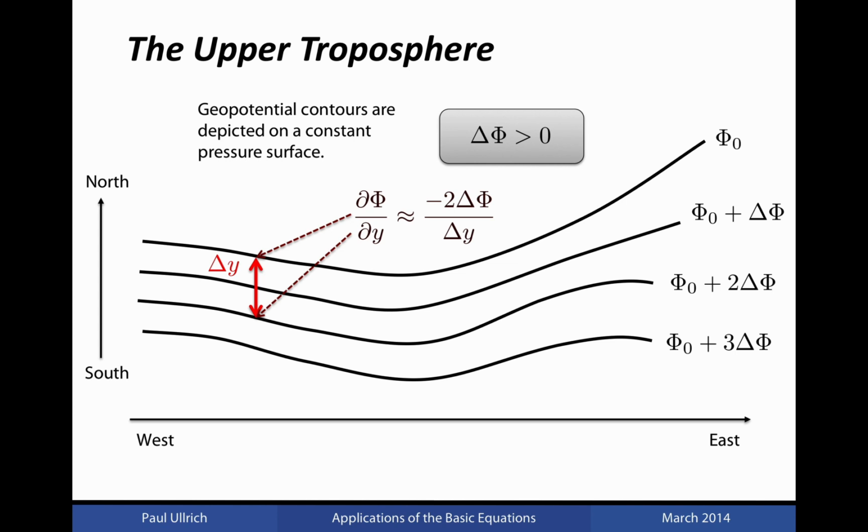So using this finite difference approximation, then we would say that the meridional derivative of the geopotential height between these 2 points is approximately equal to -2 delta phi over delta y.